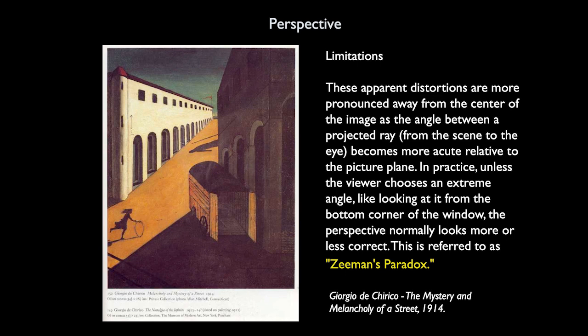These apparent distortions are more pronounced away from the center of the image as the angle between a projected ray from the scene to the eye becomes more acute relative to the picture plane. So in practice, unless the viewer chooses an extreme angle, like looking at it from the bottom corner of the window, the perspective normally looks more or less correct. This is referred to as Sedgwick's paradox.